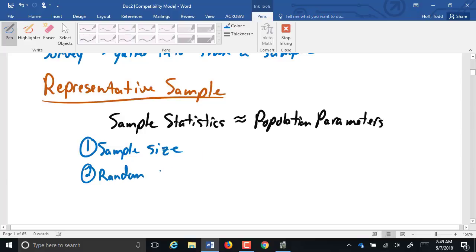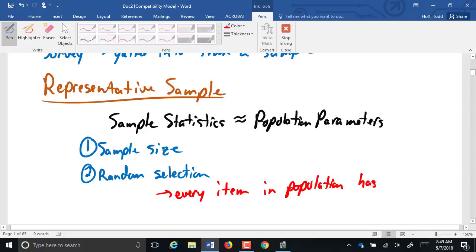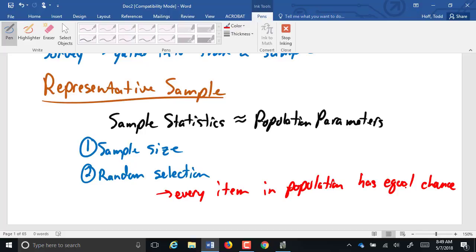Second is random selection. Random selection simply means every item in the population has equal chance. So let's say you go out in the hallway and survey the next 100 people you see. Is that random selection? It's kind of tricky. It's not, because students who don't have Monday classes have no chance of being in that sample. Students at other campuses have no chance of being in that sample. Yeah, that's called a convenience sample.